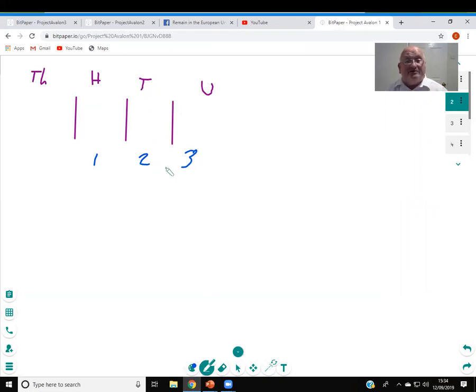Their place determines their value. That's what we mean by place value. So the 1 here is actually the biggest value because it's in the 100 column, and that's bigger than 20, and that's bigger than 3. Okay, that's what we mean by place value.